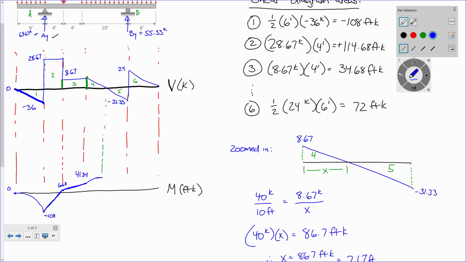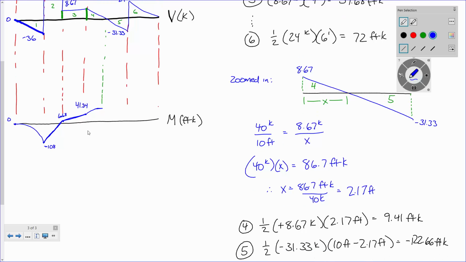See that? And if it's at 41.34 and we go up, what is it? 9.41, what's that going to put us at? All right? And that's rounded. And then for shape number 5, I'm at 50.77. I drop down 122.66. What's that put me at? Negative 71.89. So somewhere about like there, negative 71.89.